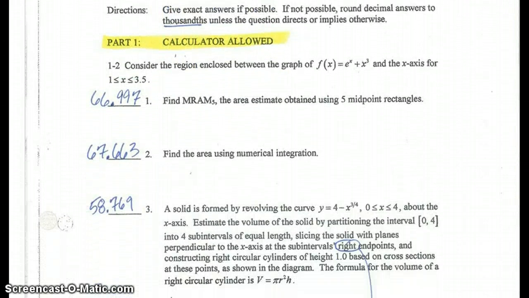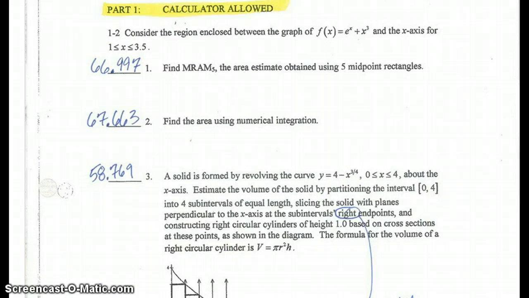First up, we have our calculator allowed section. We want to look at MRAM using 5 midpoint rectangles. Please remember that you are allowed to use your calculator with the Excel program on there. We're also going to use this for number 2. We're going to find numerical integration. That's your NINT function, or you're going to use the integral from 1 to 3.5 of the function f of x, e to the x plus x cubed.